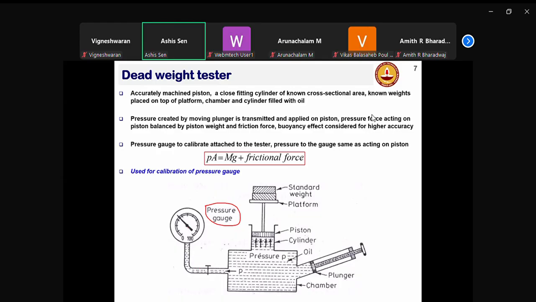Now you have a pressure gauge here. So you read the pressure that is read by the pressure gauge. Now the pressure read by the pressure gauge and the pressure calculated theoretically by knowing the standard weight have to match. Okay, so that way you can actually calibrate the pressure gauge, right?